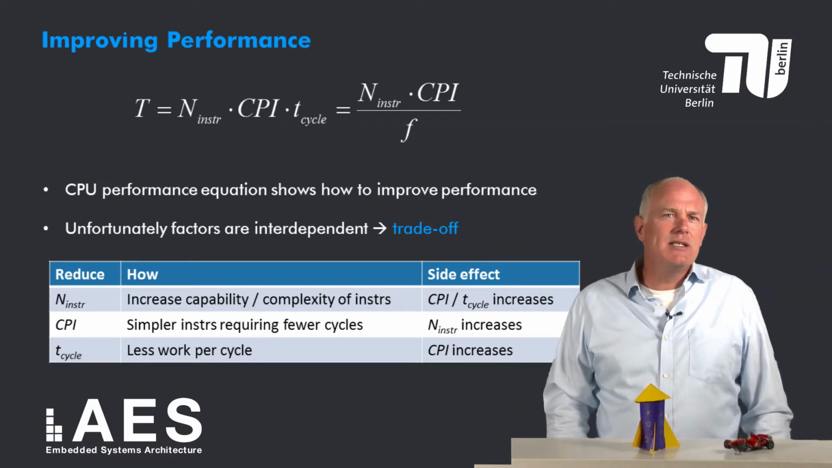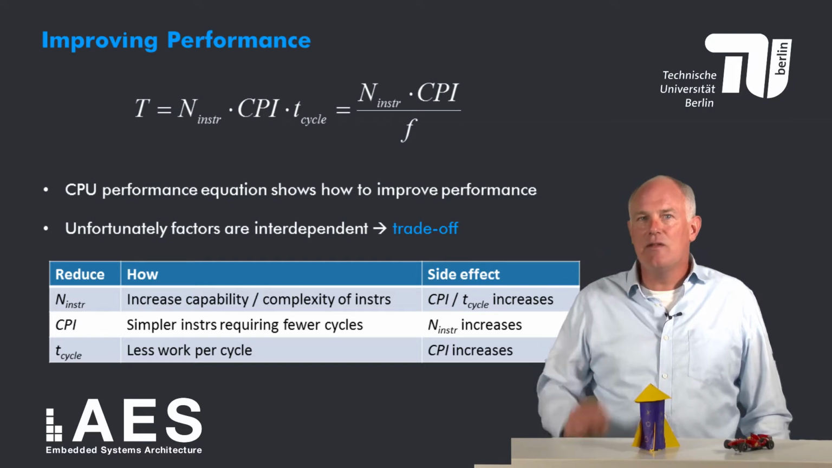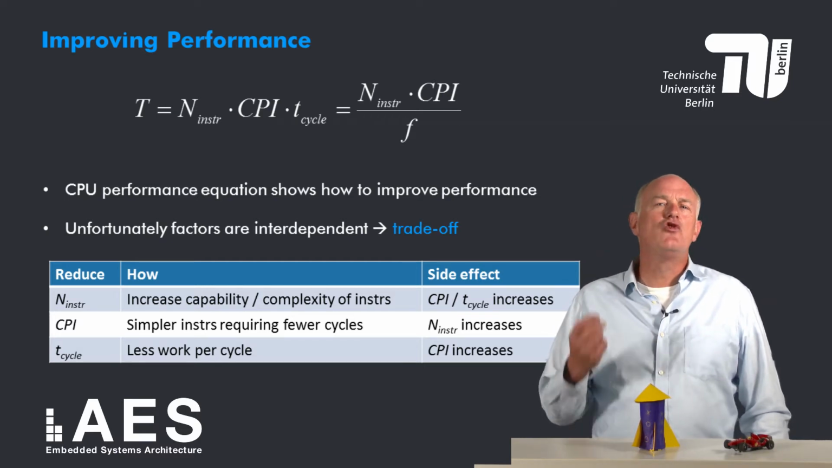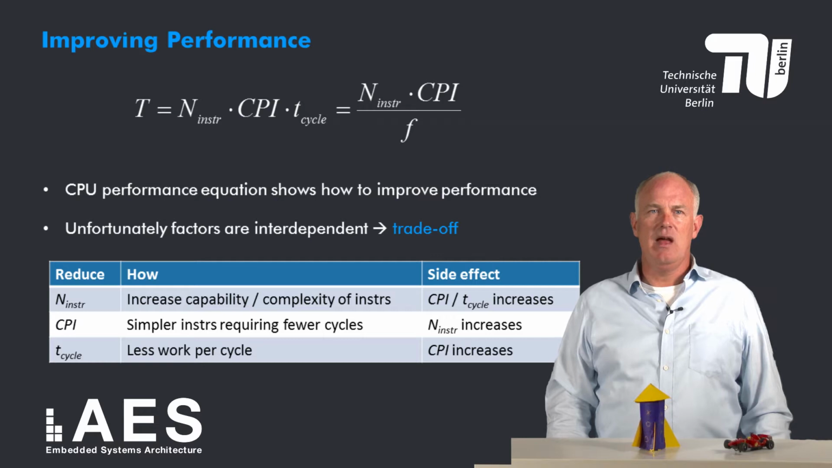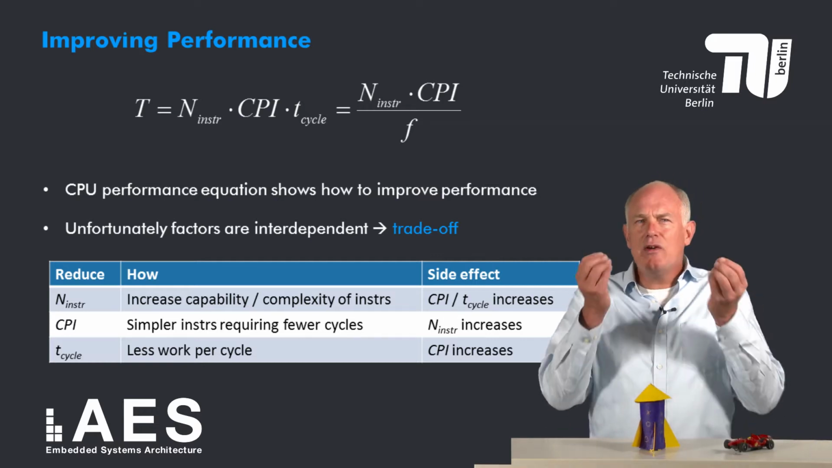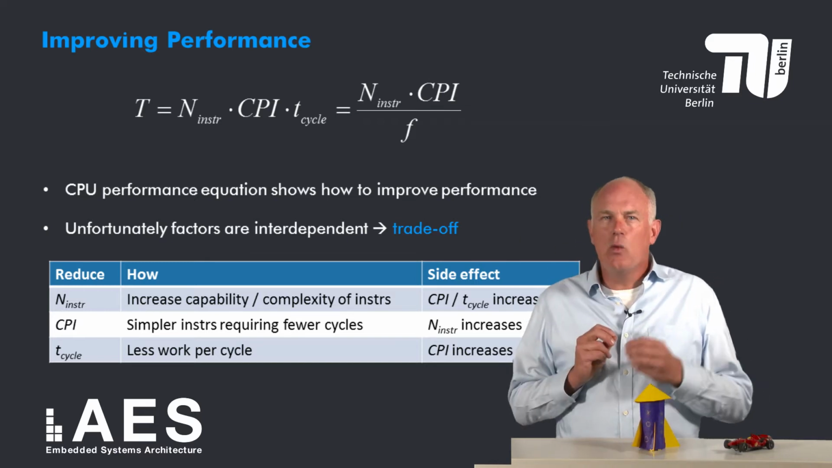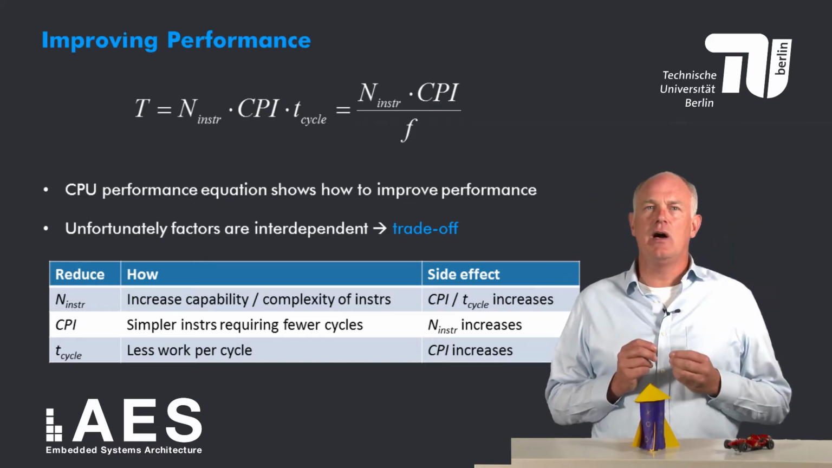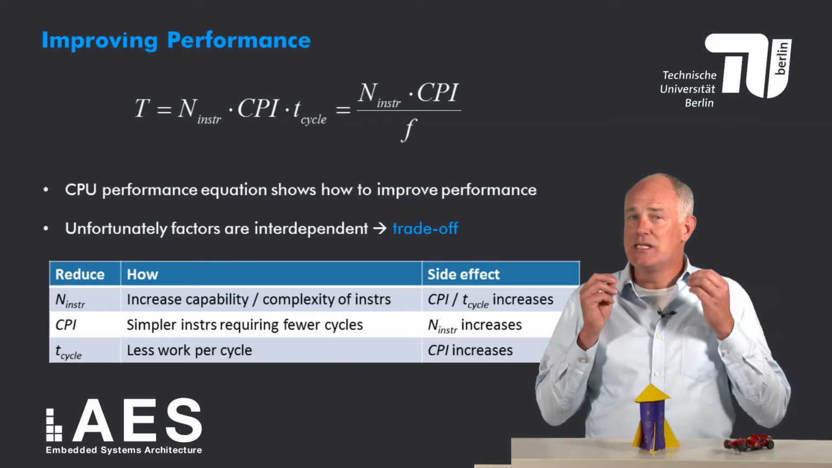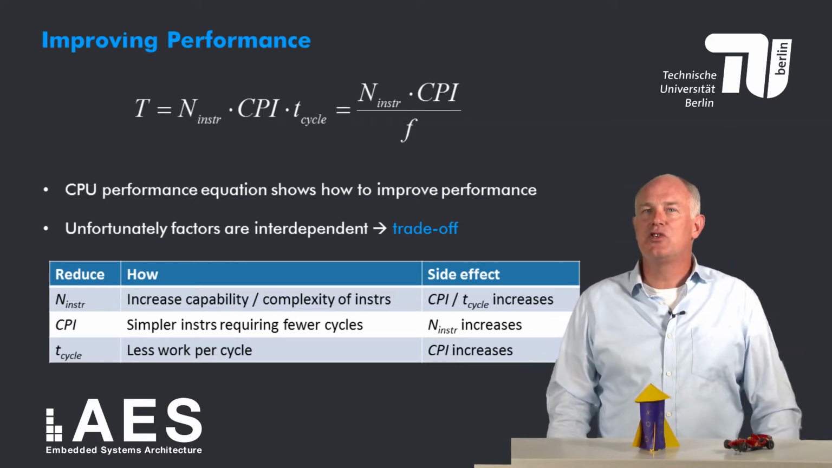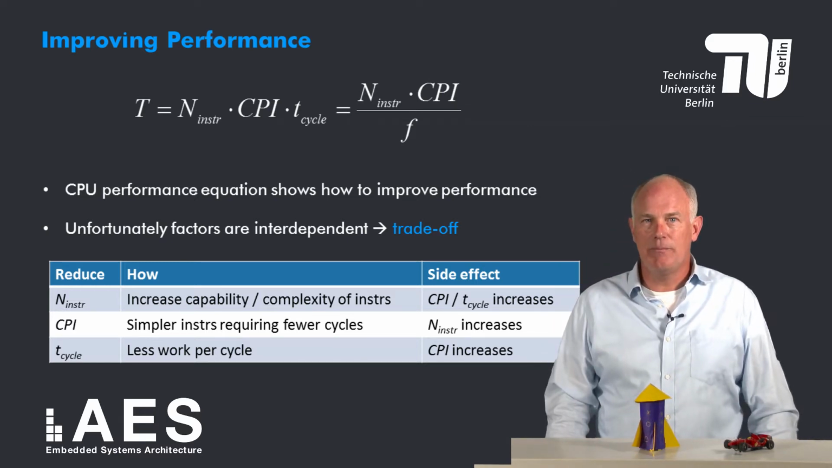For these reasons, and this is a very important concept in computer architecture, a trade-off needs to be made. That means that we have to try to find the optimal point, where we improve one factor without hurting the other factors too much. We will see many examples of such trade-offs in the lessons to come.